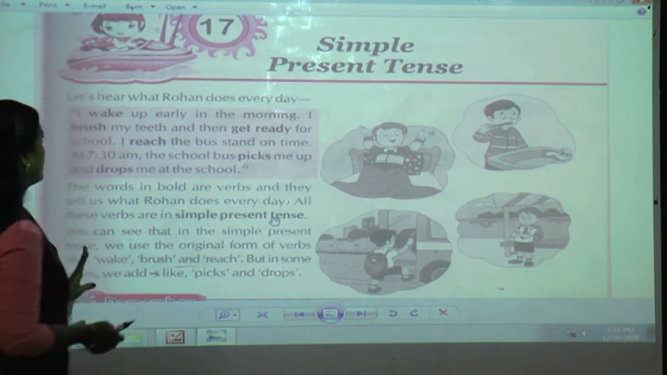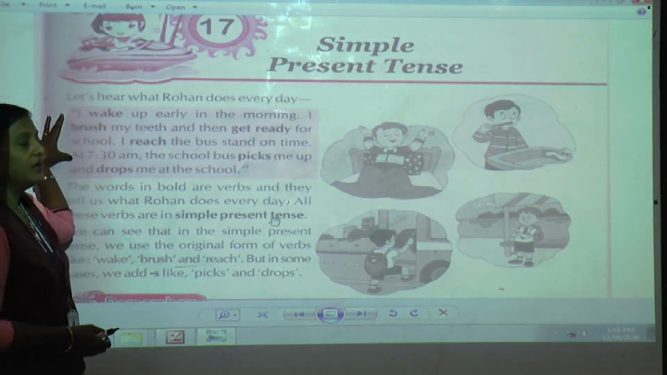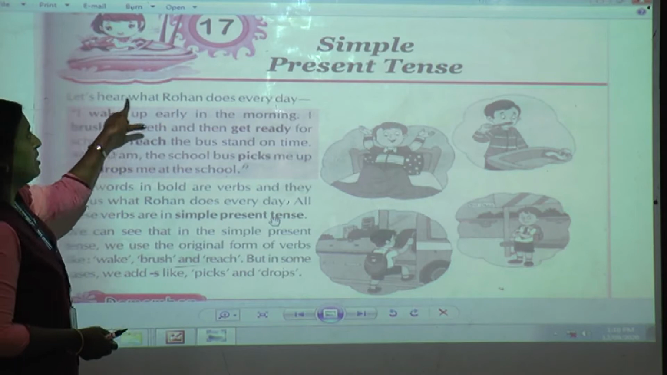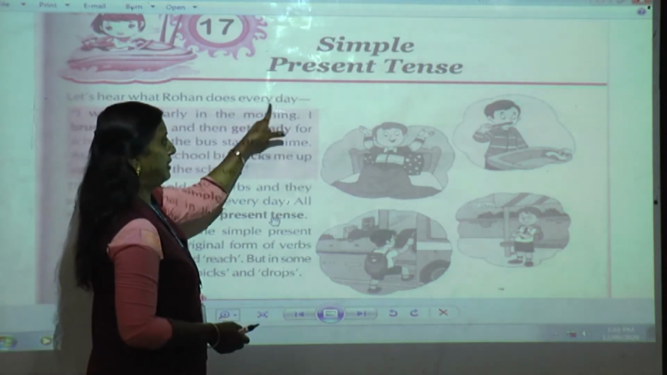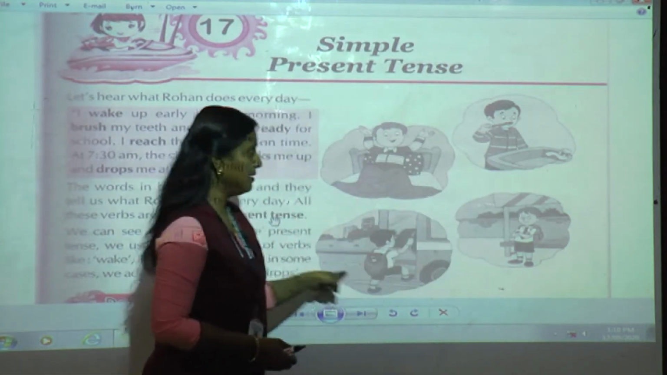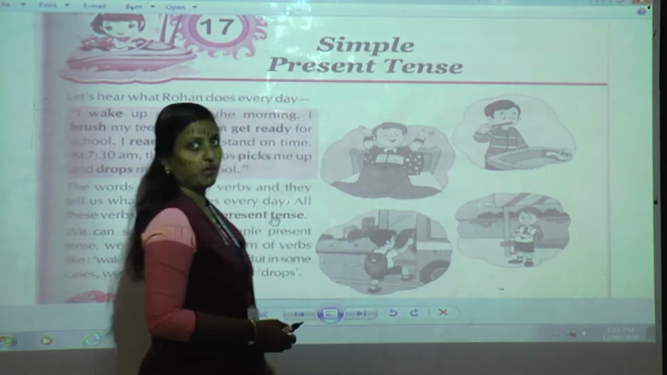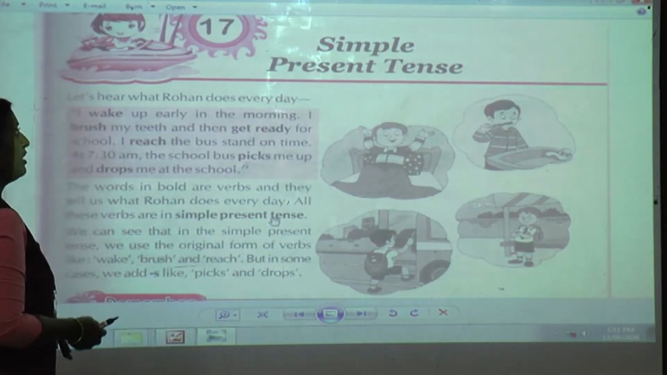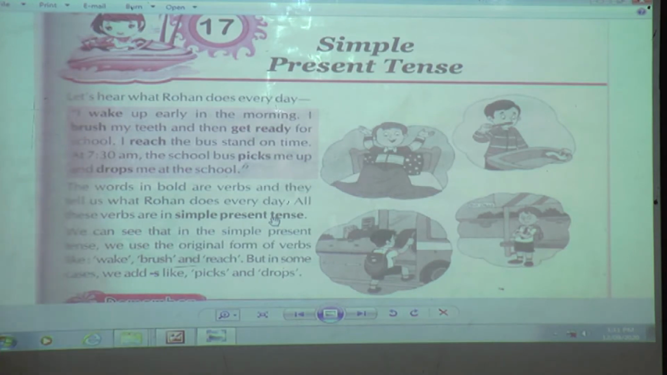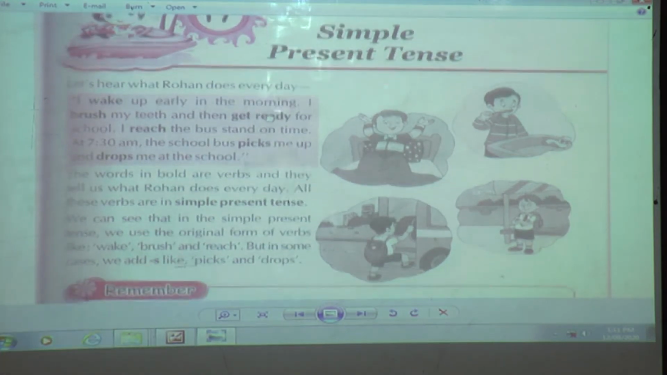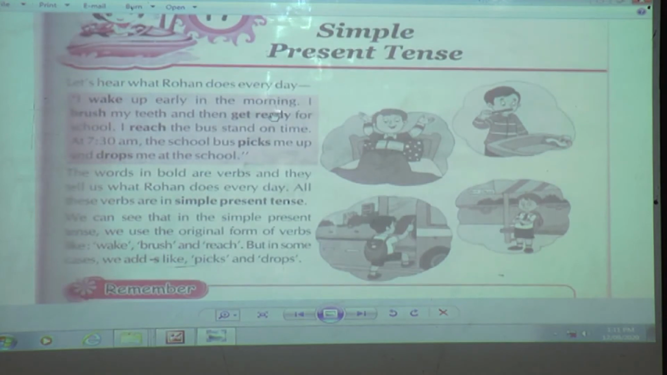Now here something is given over here. Here one paragraph is given. We have to read that. Let's hear what Rohan does every day. Can you see here the image of Rohan? Yes, here Rohan is doing something. Every day he has some schedule, and we are going to read what he does. You can open in your grammar book, page number 53. Sorry, it is page number 57. Shall I read, students? Okay.